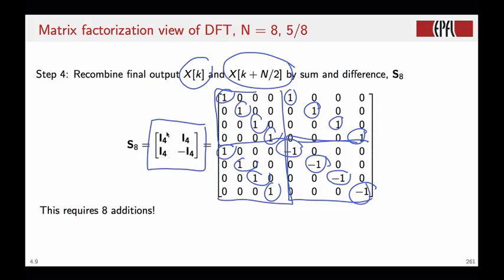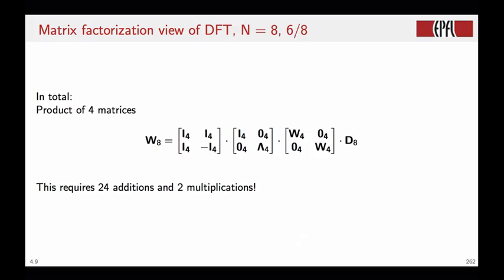The identity of size 4, identity of size 4, identity of size 4, minus identity of size 4. So this requires 8 additions. So if my calculations were correct, we had 16 additions with our 2 DFTs of size 4. Then we had 2 complex multiplications, and now we have again 8 additions. So we have a total of 24 additions and 2 multiplications.